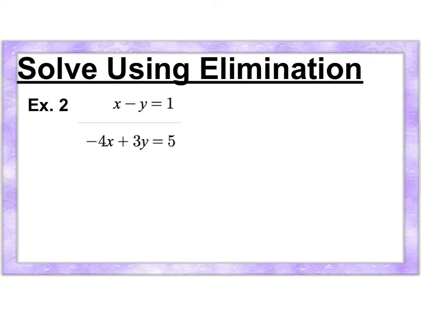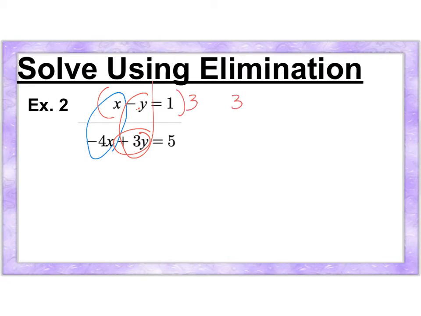Let's try this example. When I first look at it, they are both in standard form, which is good. If I were just to add straight down, nothing is going to go to 0. So I need to decide, do I want my x's to go to some form of 4, or do I want my y's to go to some form of 3? I'm going to go to 3. So if I already have a positive 3y, that means I need to get a negative 3y up here. So I'm going to multiply this first equation by 3, everything.